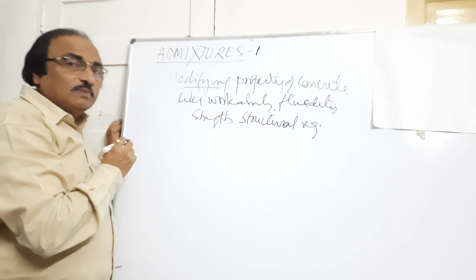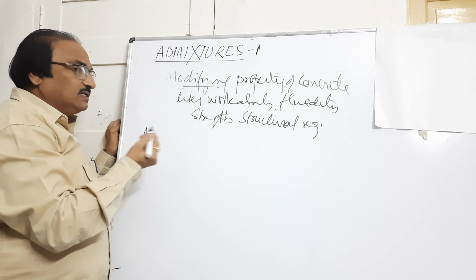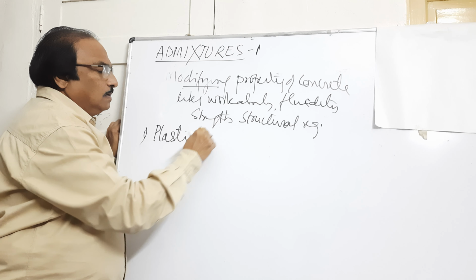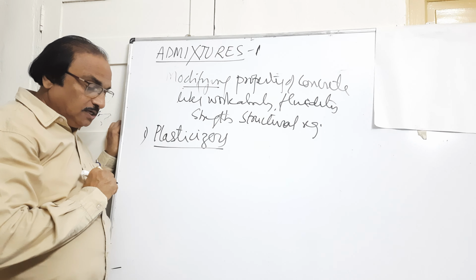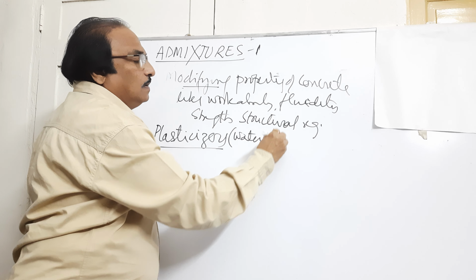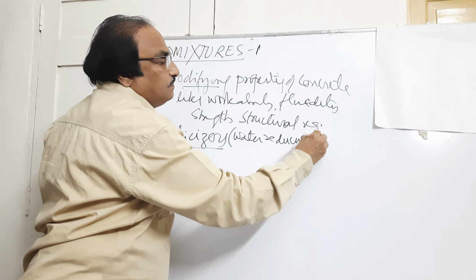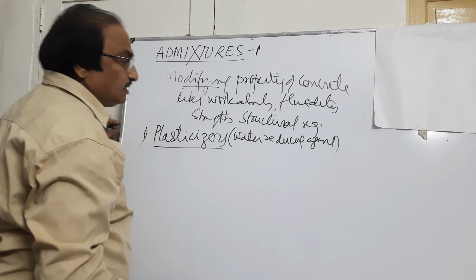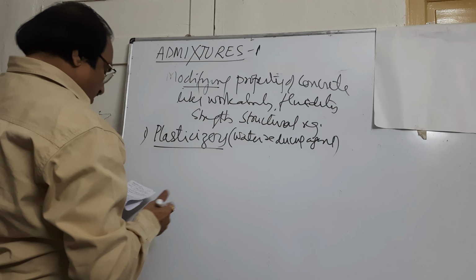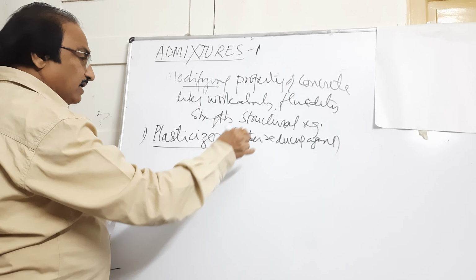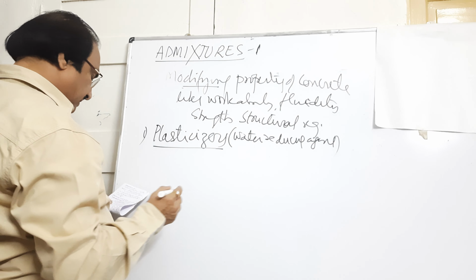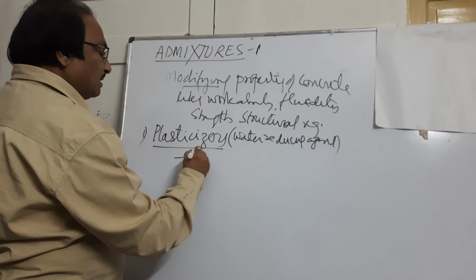So let us see some of the basic admixtures that are used. The first type you can begin with is plasticizers. These plasticizers we also call water reducing agents. They have the property to reduce the water. So when we reduce the water, what will happen to workability? It will decrease. But when we add superplasticizers, we will see higher workability.